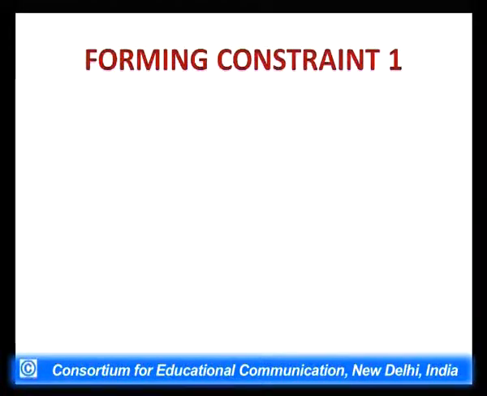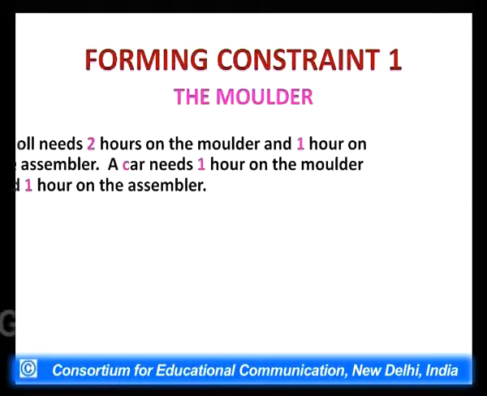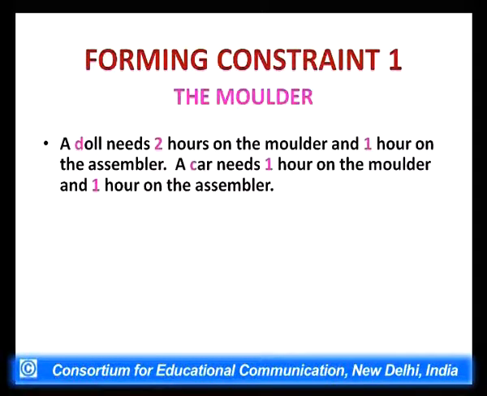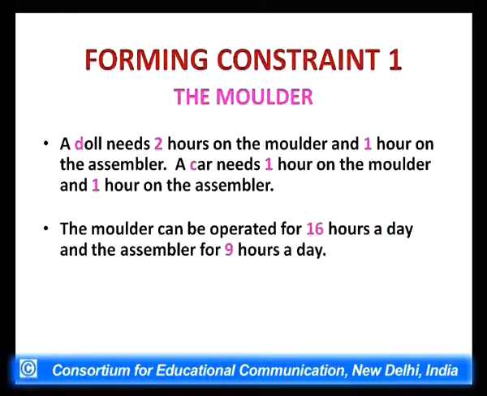Now, forming constraint number 1, the molder portion, the machine which is called molder. A doll needs 2 hours on the molder and 1 hour on the assembler. One car needs 1 hour on the molder, 1 hour on the assembler. So, how to make the constraint for it? Only molder portion. The molder can be operated for 16 hours a day and the assembler for 9 hours a day. So, this is our constraint number 1: 2D plus C should be less than or equal to 16. Maximum it can be 16, at the most it can be equal to 16.